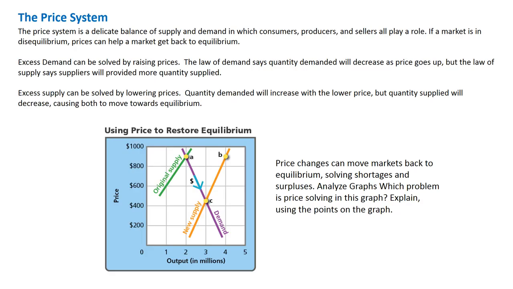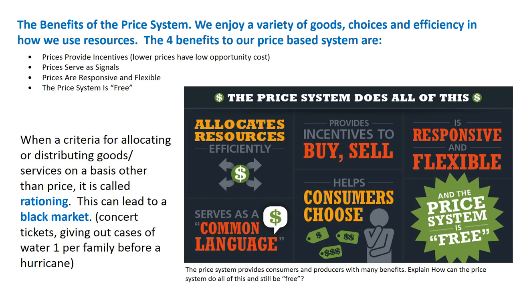Alright, so why do we use a price-based system in the U.S.? You can read through this. There's really 4 reasons, and they're here. And then you can kind of see some of the criteria and why we have a thing called rationing when the market isn't allocating resources properly. Could be concert tickets, where you see scalpers or that kind of thing. So you'll have all those. Go through that, and if you have any questions, let me know.